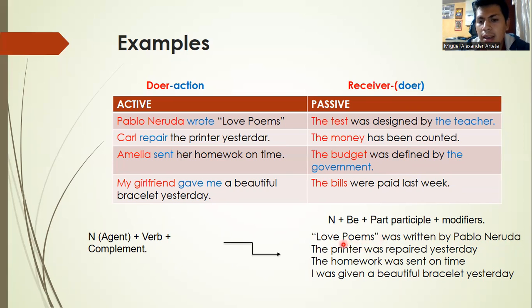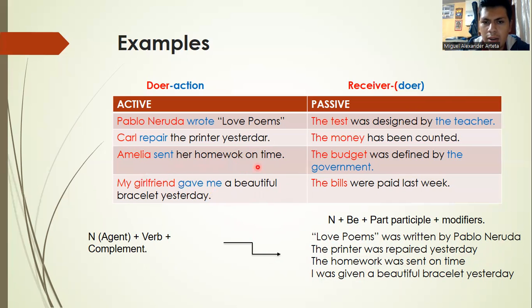But here the most important part is the receiver. "The love poems were written by Pablo Neruda." So the next example is the same. "The printer was repaired yesterday." Okay. In this case, we don't mention the agent. So it's optional.